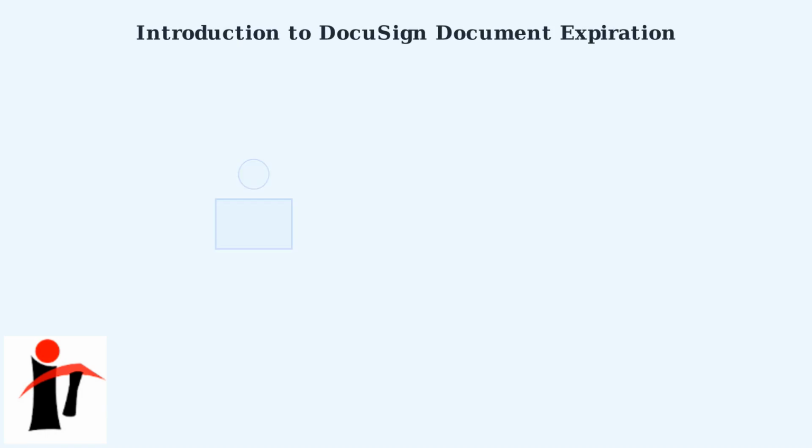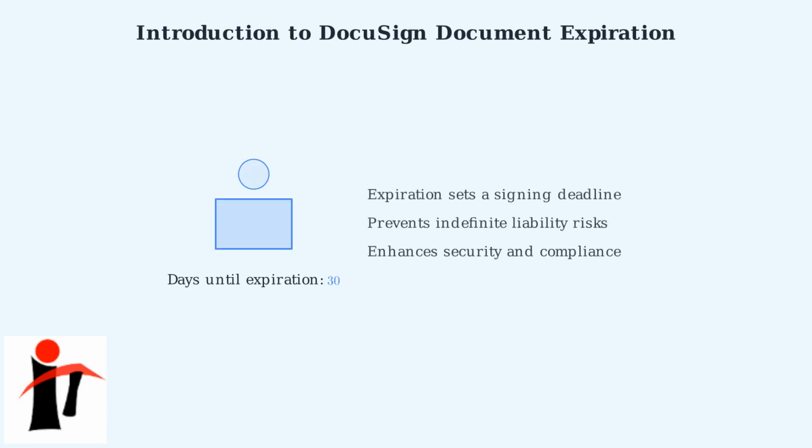Document expiration in DocuSign is a crucial security and compliance feature that allows you to set a deadline for signing. After this deadline passes, the document becomes invalid, preventing risks associated with indefinitely open agreements. This helps mitigate legal liabilities and ensures timely completion of important contracts.